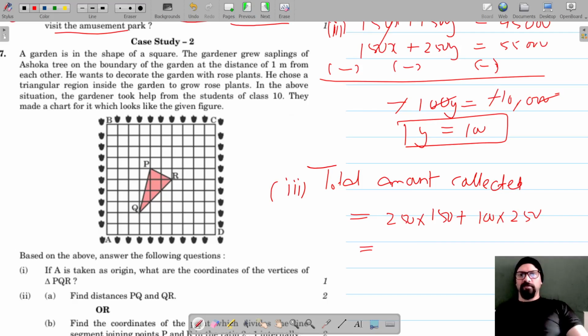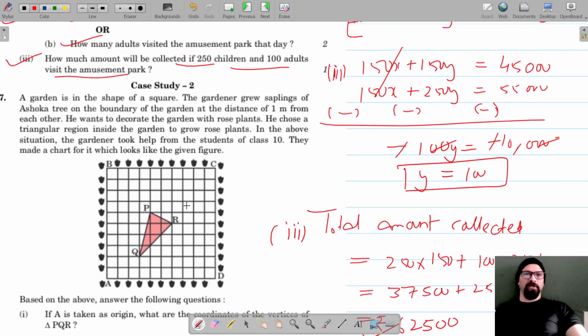So if I solve these, 250 into 150 is 37,500, plus 100 into 250, which is 25,000. So 37,500 plus 25,000 is 62,500. So this is rupees 62,500, the total amount collected.